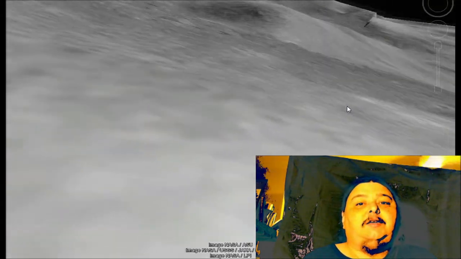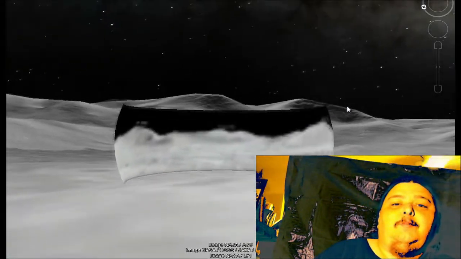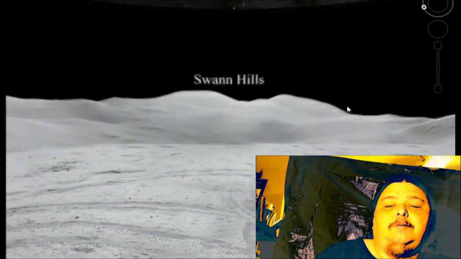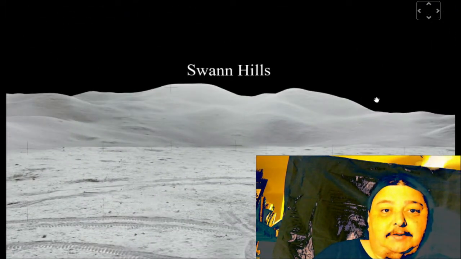So those are the non-mineral, non-chemical assets that the moon has.